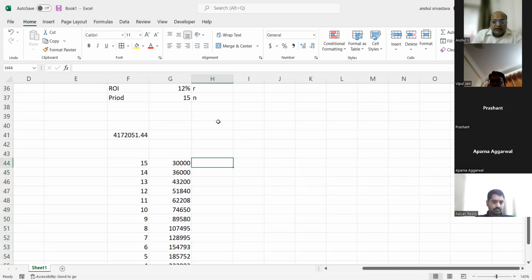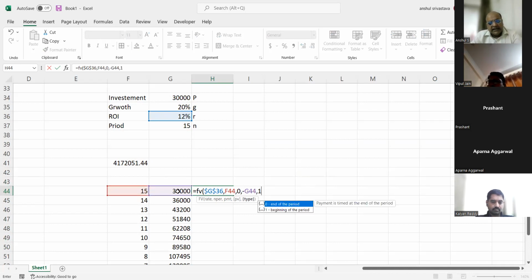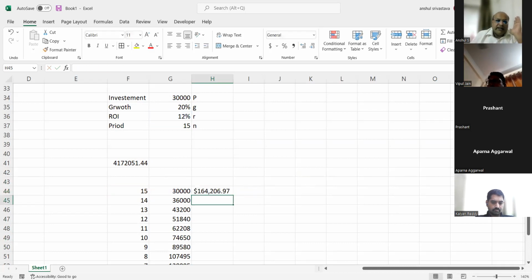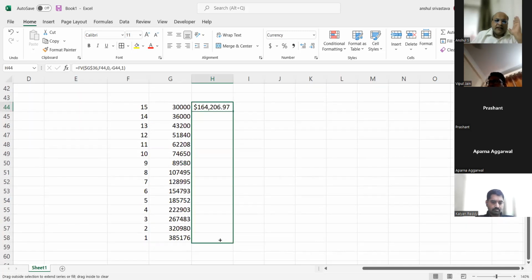What did I do? Equal to FV. The rate is 12%, and I'll fix this 12%. Number of periods would be 15. Oh, sorry, first is 15. This one. There's no PMT because each one is a PV. How are we calculating? So this is PV. Type is 1. However, type does not matter in this case because type matters only if there is a value in PMT. I did it like this. And then we will drag it down. Only the rate is fixed. I did this for all of them.